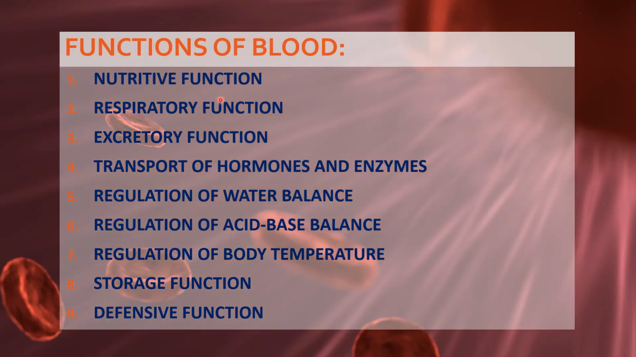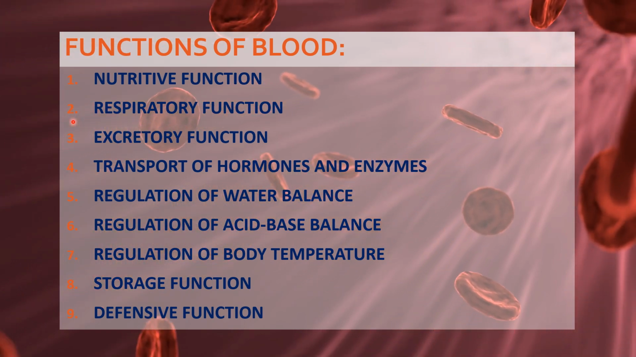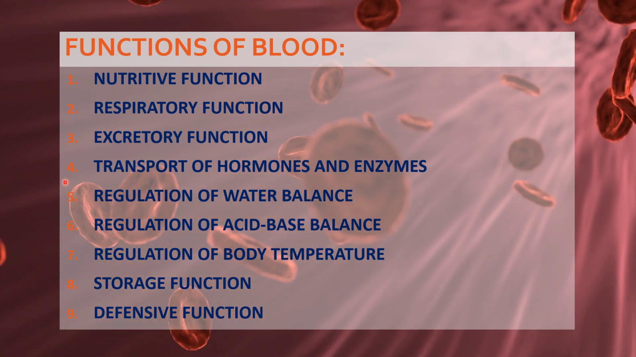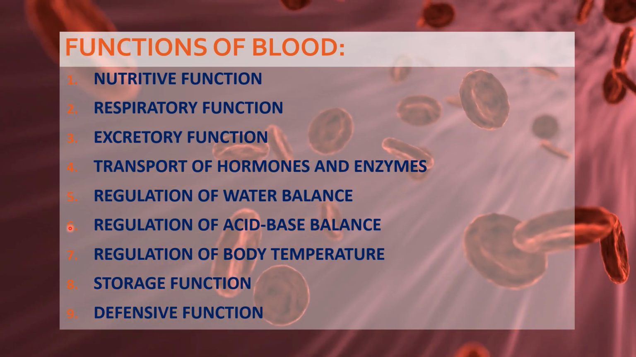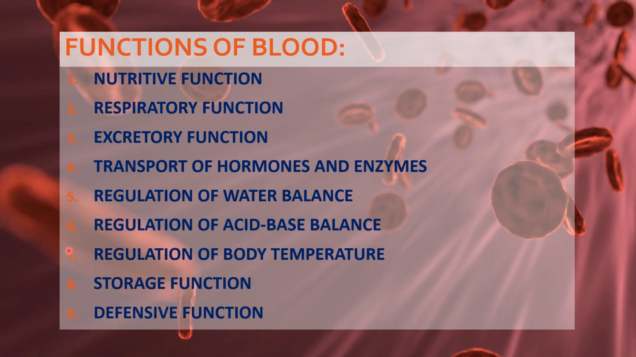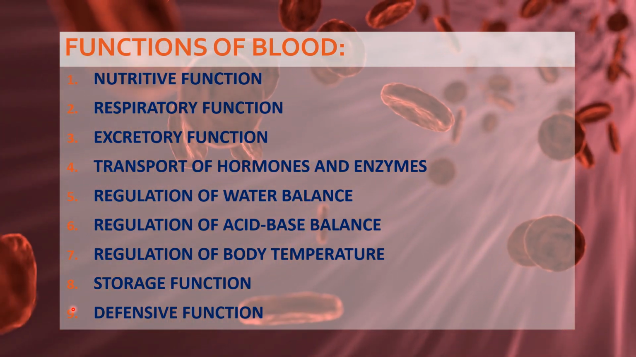Functions of blood. First one is nutritive function. Second, respiratory function. Third, excretory function. Fourth, transport of hormones and enzymes. Fifth, regulation of water balance. Sixth, regulation of acid-base balance. Seventh, regulation of body temperature. Eighth, storage function, and last one is defensive function.